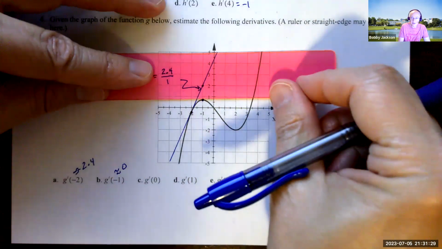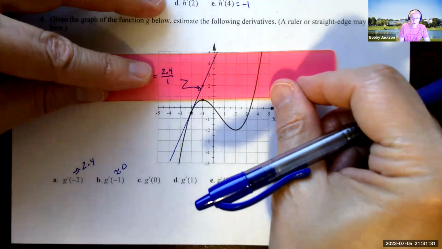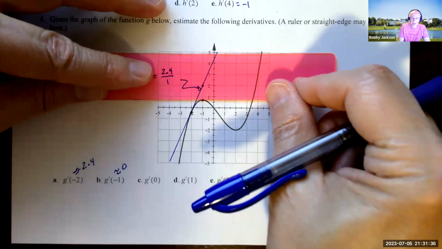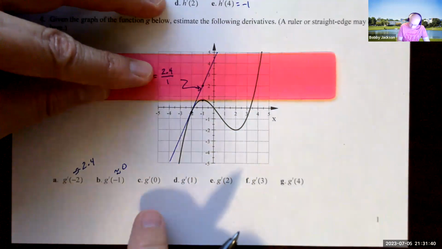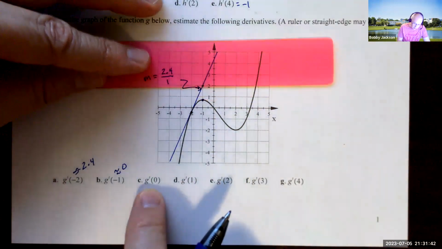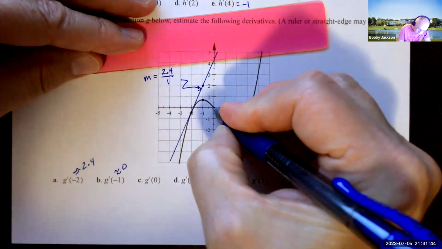I mean, you might say it's 0.05, or something real small positive or real small negative, but more than likely, I think 0 is a good estimate for that. Okay. What's the derivative at 0? What's g prime of 0? The value of the function is 0.